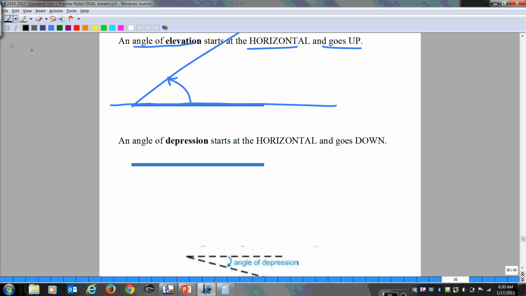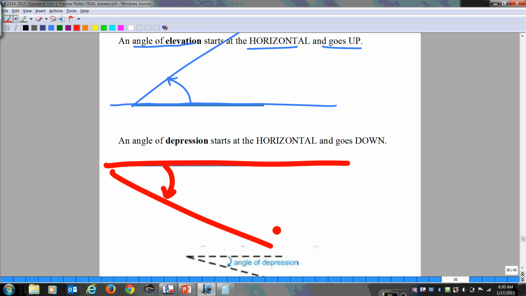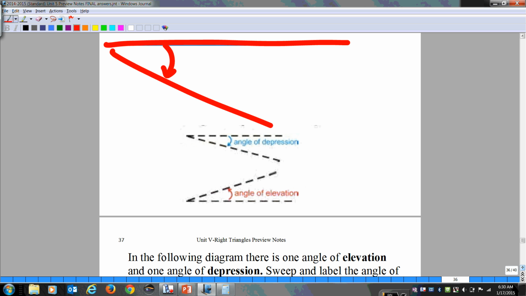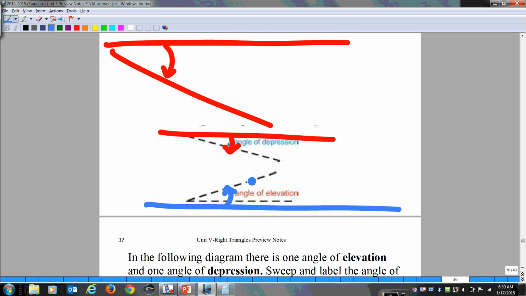An angle of depression starts at a horizontal, trace the horizontal, angles downward. That would be an angle of depression. Once again, an angle of depression starts at a horizontal and goes down. An angle of elevation starts at a horizontal and goes up. Because they both start at a horizontal, you should always know that the starting point of an angle of depression and elevation in themselves are both parallel lines.